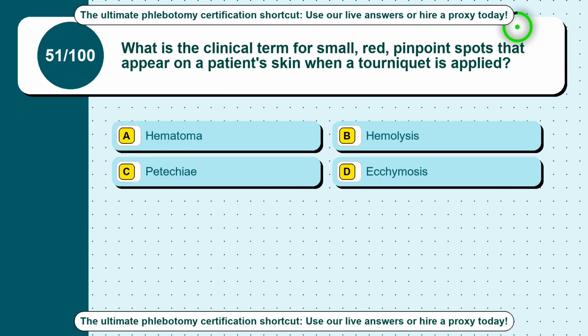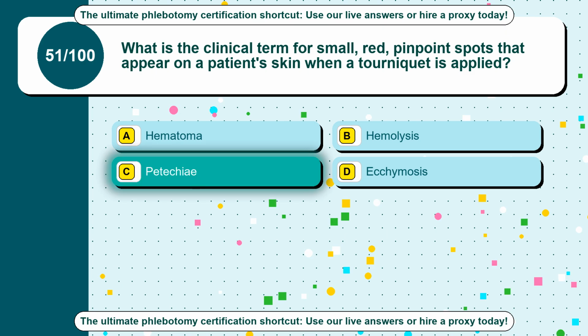Question 51. What is the clinical term for small, red, pinpoint spots that appear on a patient's skin when a tourniquet is applied? Option A. Hematoma. Option B. Hemolysis. Option C. Petechiae. Option D. Ichthyosis. The correct answer is option C.